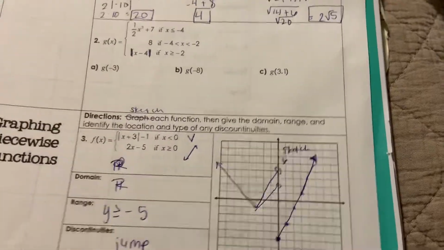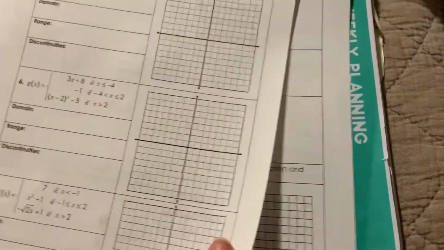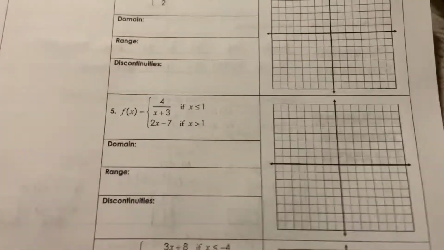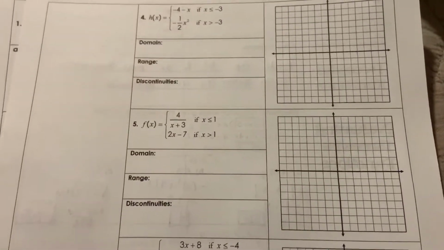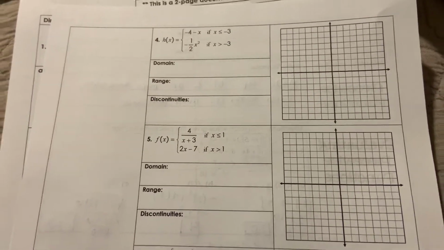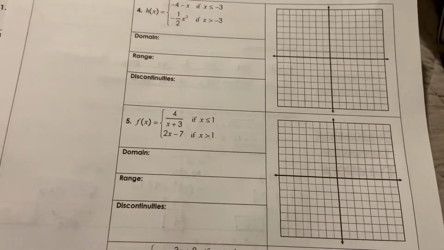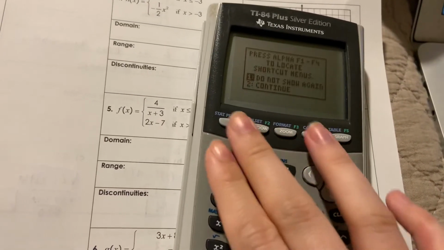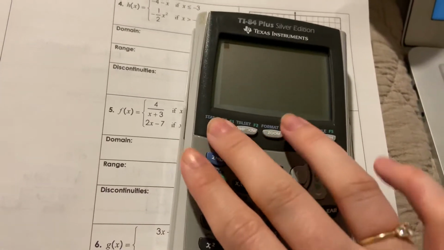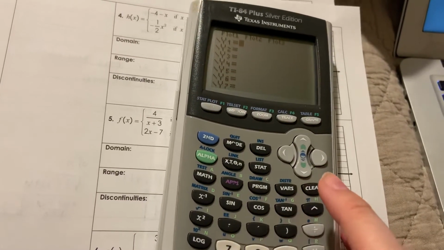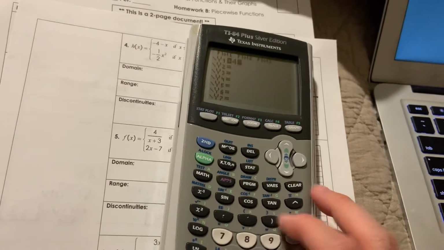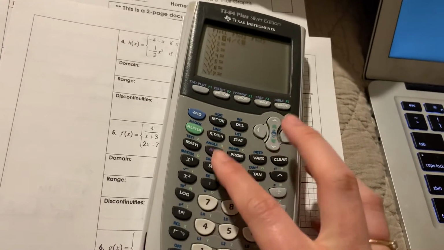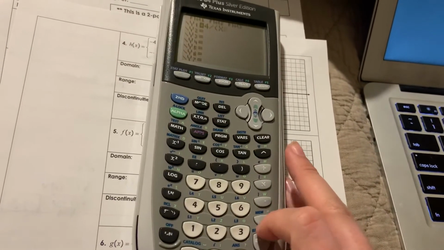All right, let's look at one more together. That was number 3. We'll do number 5 on the next page. Okay, so number 5, I'll use the calculator for this one so you guys can see. Okay, so let's graph both of these separately. 4 over x plus 3.